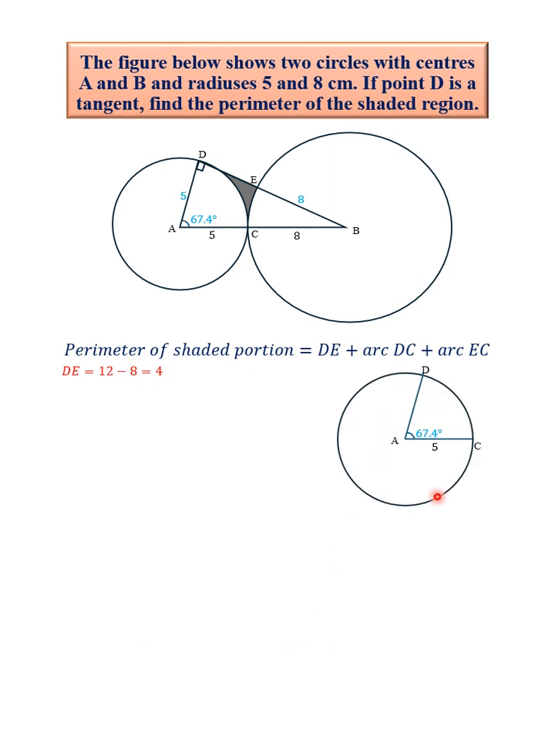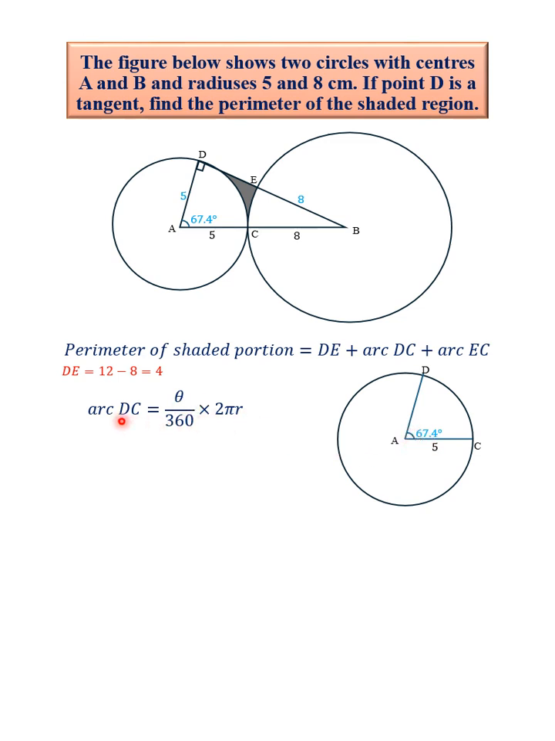So this is the circle, this is the angle 67.4 degrees. We have to find the length of the arc DC. We've obtained DE already as 4. Mathematically, the arc DC is given by the formula theta over 360 times 2 pi r, where theta is the angle sustained at the center.